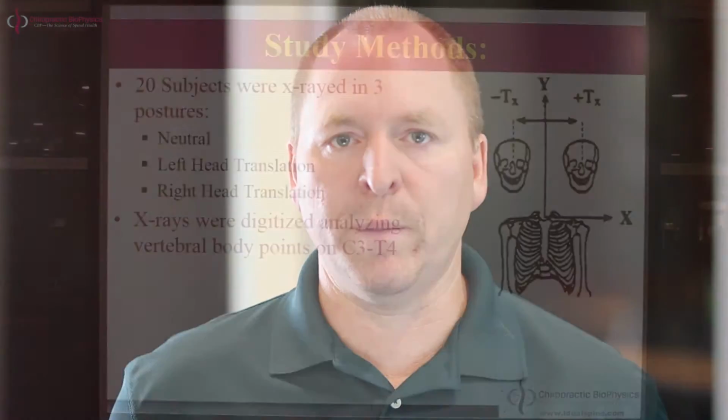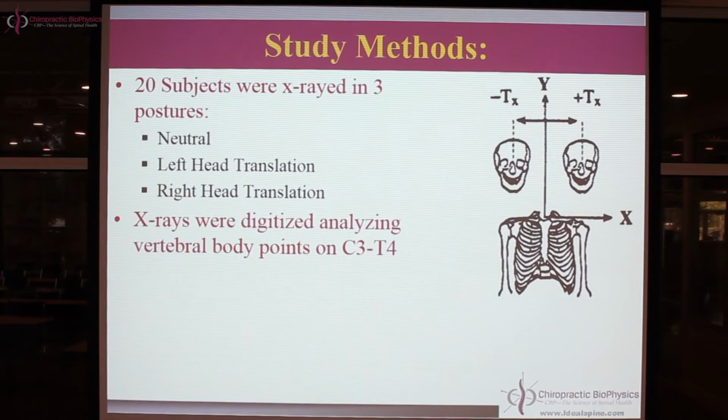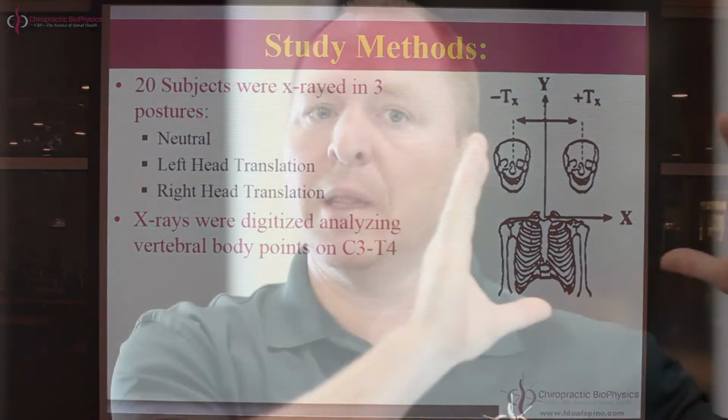What we did is we took 3 X-rays on each of the 20 people. We did a neutral X-ray, then a maximum left sideways translation X-ray, and then a maximum right side translation X-ray. We had a special frame. I don't have a photo of that in this presentation, but it would fix the volunteer's rib cage in the center of the X-ray, and then they would voluntarily shift their head left and right. And then we took X-rays.